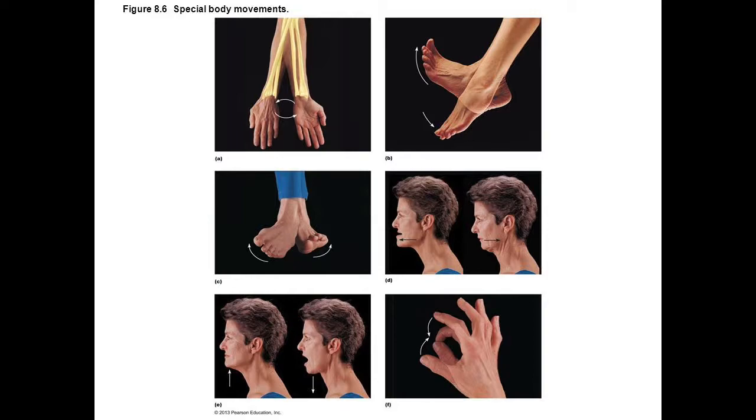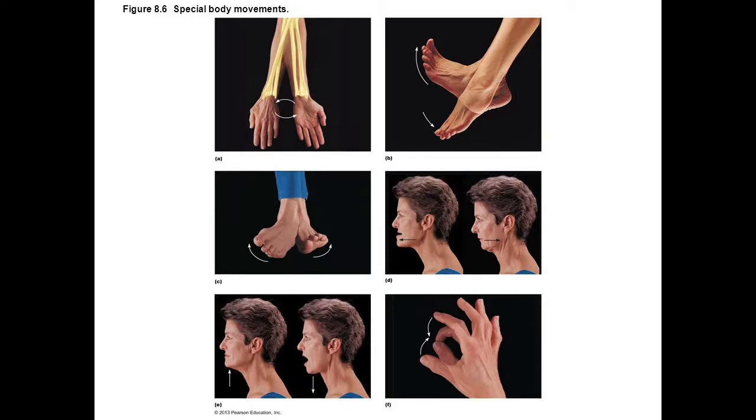Then we have dorsiflexion, which refers to the bending of the foot at the ankle in the direction of the superior surface and occurs when you stand on your heels. Next, we have plantar flexion, which involves bending of the foot at the ankle in the direction of the plantar or inferior surface, as when you stand on your toes.